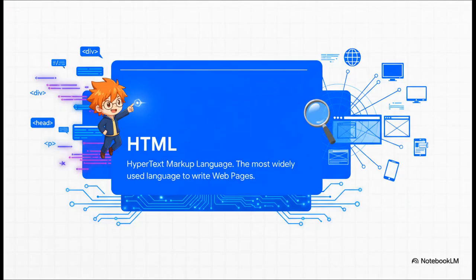So what is HTML officially? Well, it stands for HyperText Markup Language. But here's the most important thing to get right away. It's not a programming language. It doesn't do math or complicated logic. Its one and only job is to give a web page structure. It tells the web browser what something is, not what to do with it.